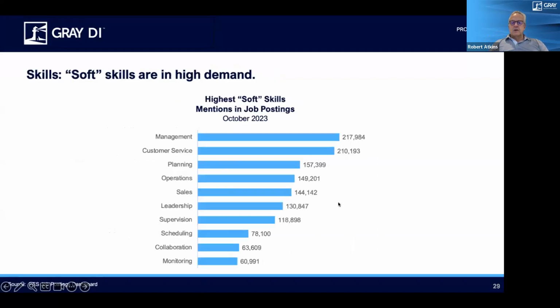Let's continue. Soft skills are in high demand. What kinds of skills are we talking about? Management, customer service, planning, general operations, sales, leadership, supervision, scheduling, collaboration, and monitoring are the kinds of skills you see in many, many job postings, often underrated, but the sorts of things people learn outside of their more specific technical courses.